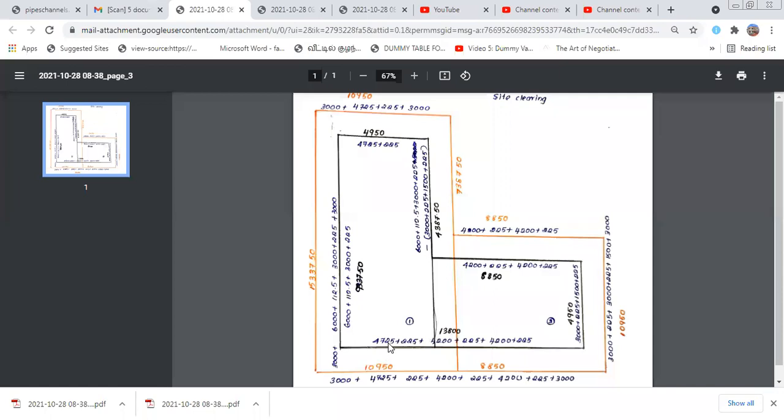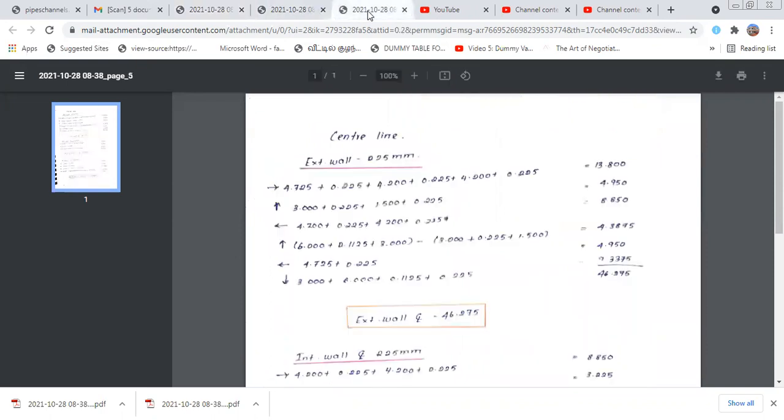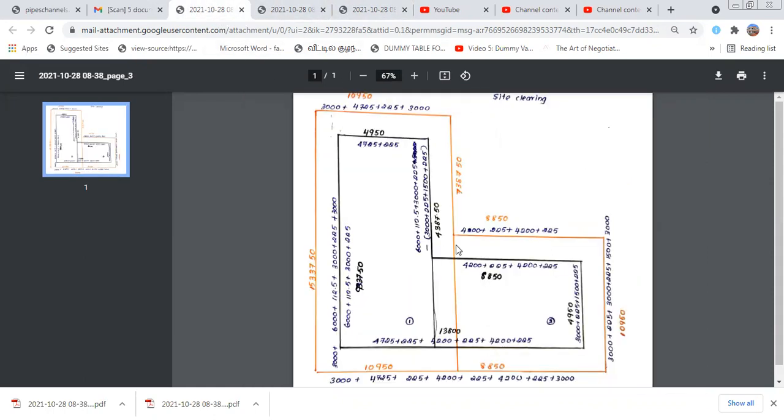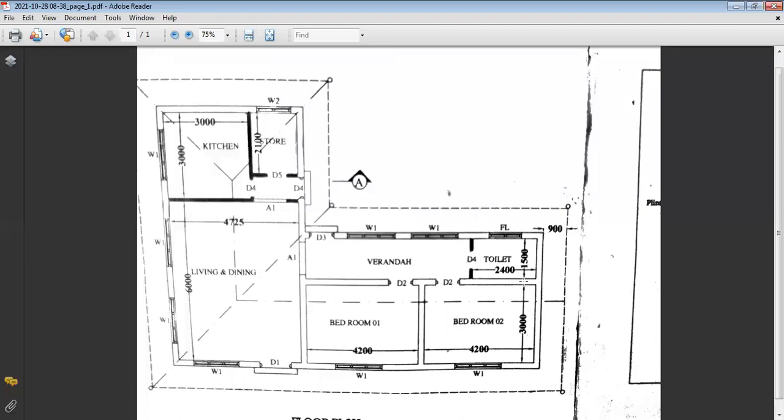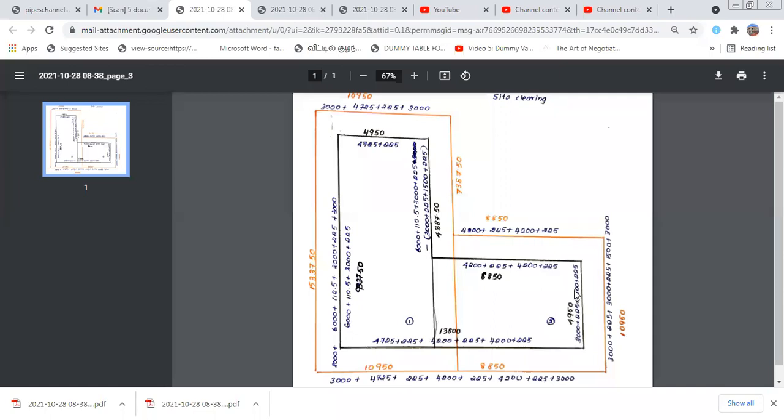Here, 4,725 plus 225 plus 4,200 plus 225 plus 4,200 plus 225, totally 13,800. In another way, here you can see for the drawing this way, 3,000 plus 225 plus 1,500 equal to here 3,225, 5,000 plus 225, the center line 225 divided by 2, here 225 divided by 2, totally 4,900.